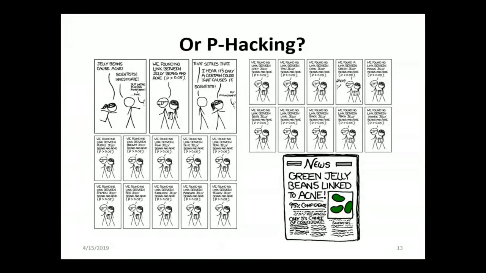Now the problem here is that they did 20 different colors, and if you have a type 1 error rate of 0.05, which is essentially 1 over 20, then what you would expect is that one of these tests would be significant just by chance, even if there's absolutely nothing going on.